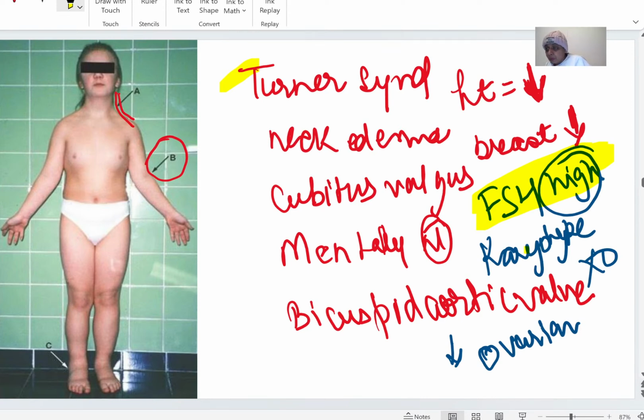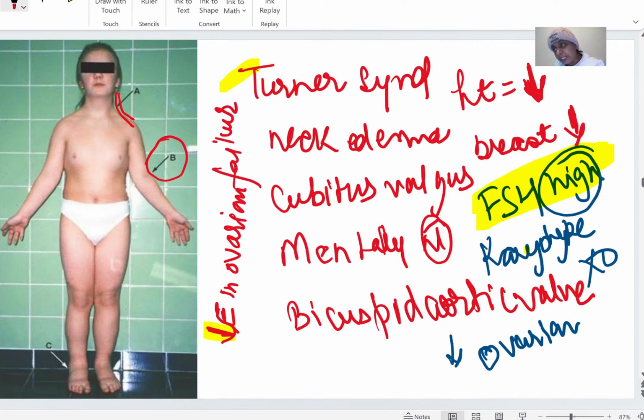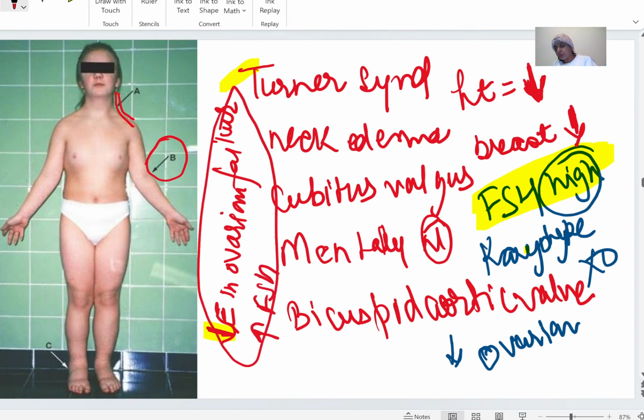This is a very important thing. FSH is high in ovarian and testicular failure. One question comes in every exam. Either they ask in testicular failure or in ovarian failure. Why is FSH high in ovarian and testicular failure? Because there is a decrease in estrogen in ovarian failure, which leads to an increase in FSH. Decrease in estrogen, so decreased negative feedback.